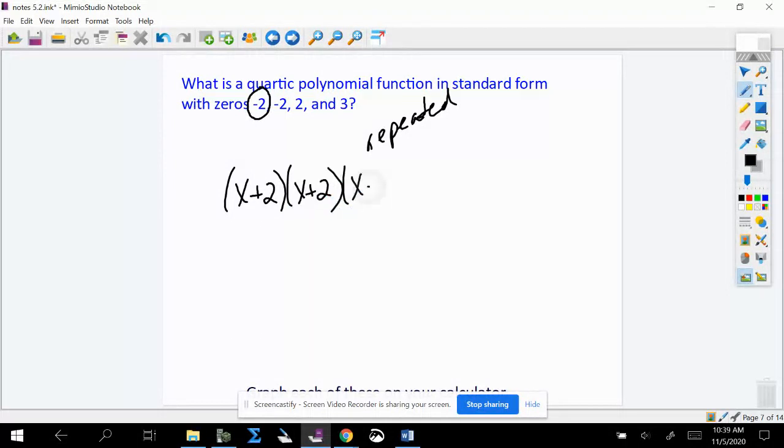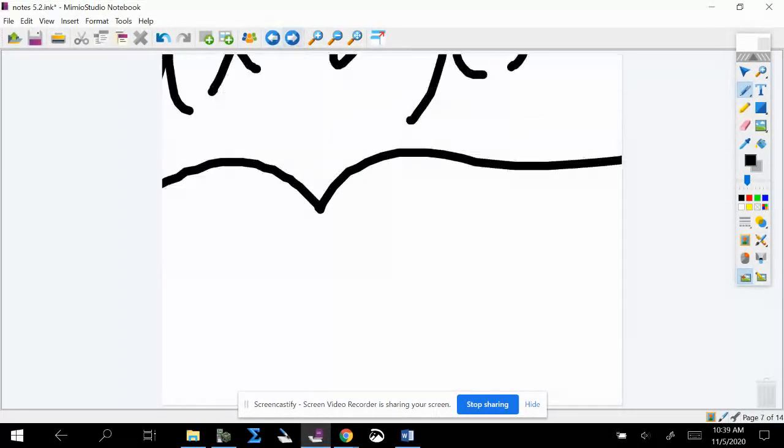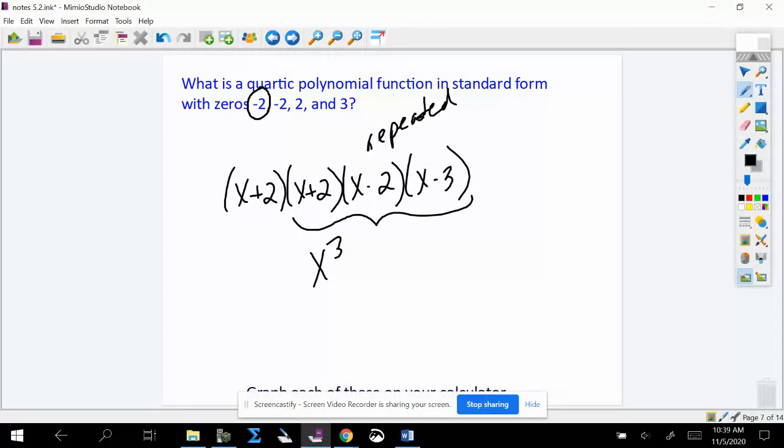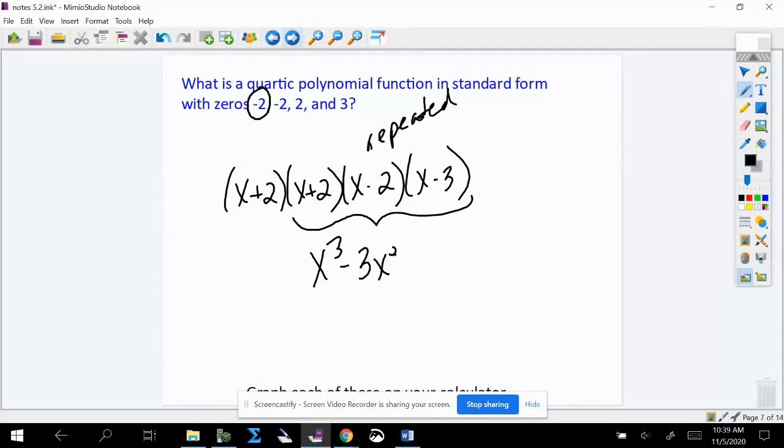You're going to have an x minus 2, and you're going to have an x minus 3. Well, we already multiplied all this together in the last slide. So I'm going to go back to what I already multiplied to save time and see that that ended up being x to the third minus 3x squared minus 4x plus 12.